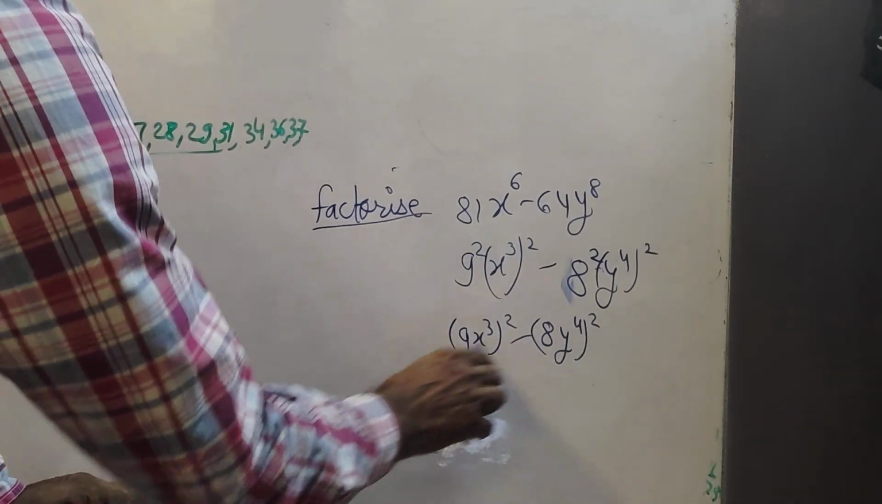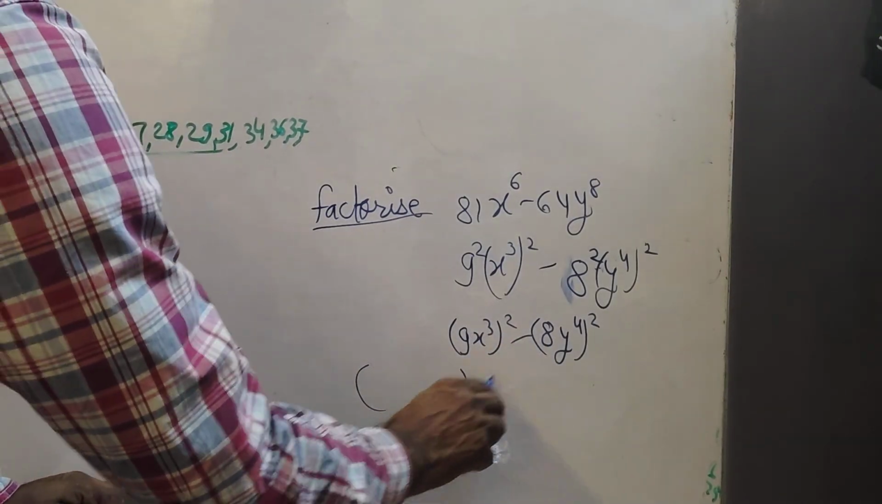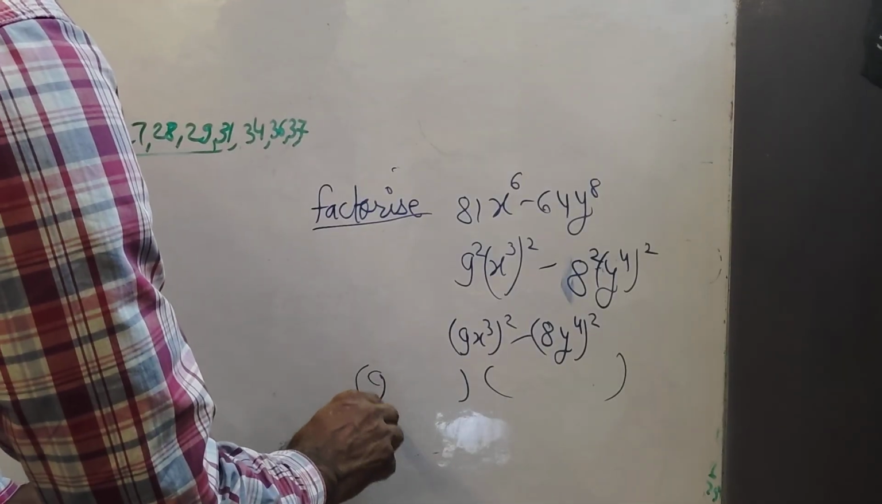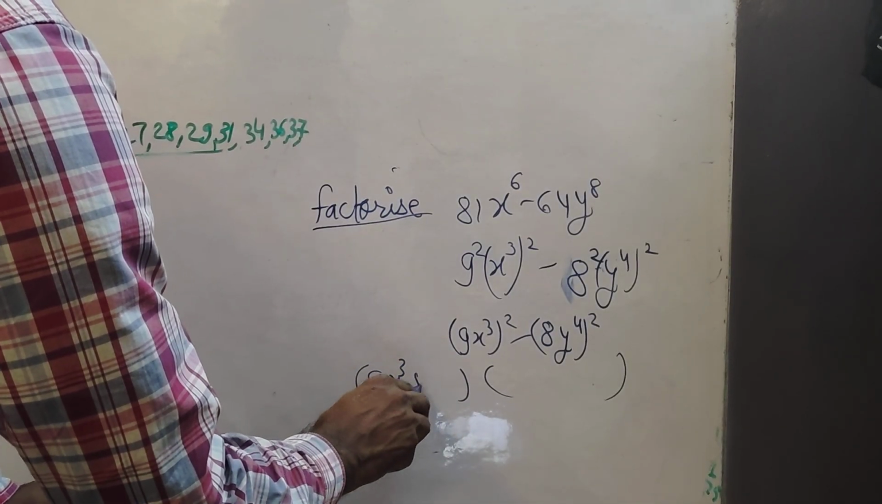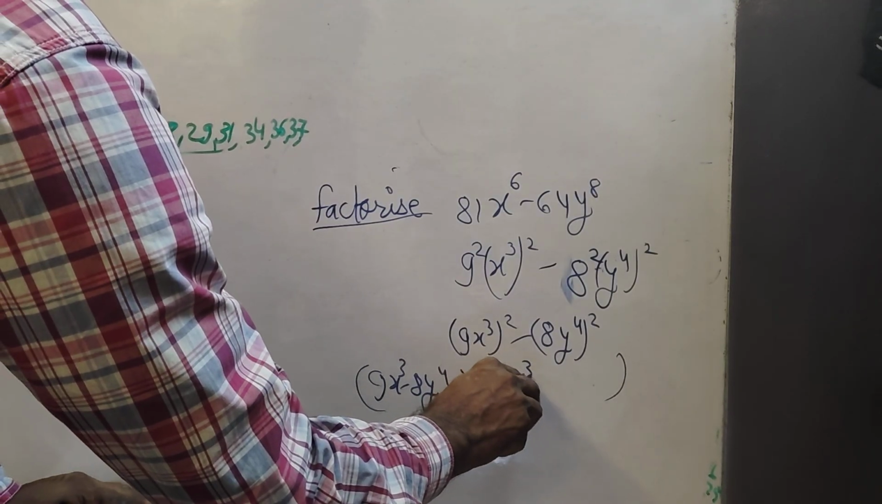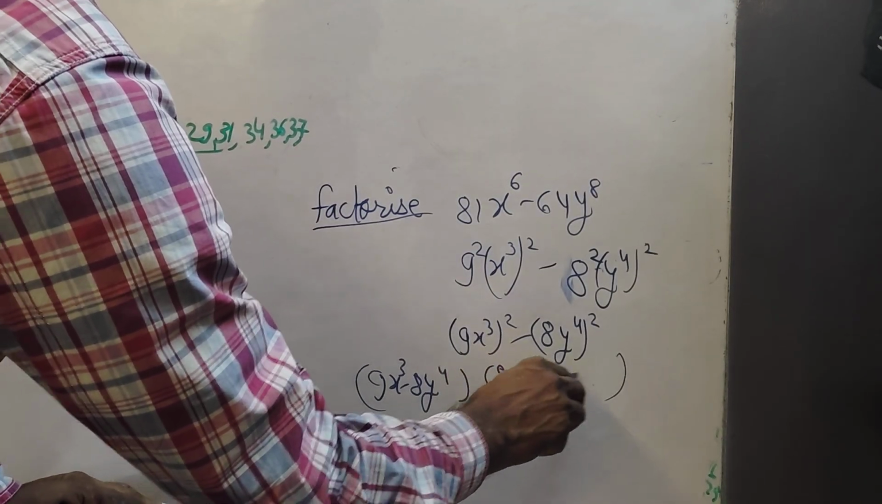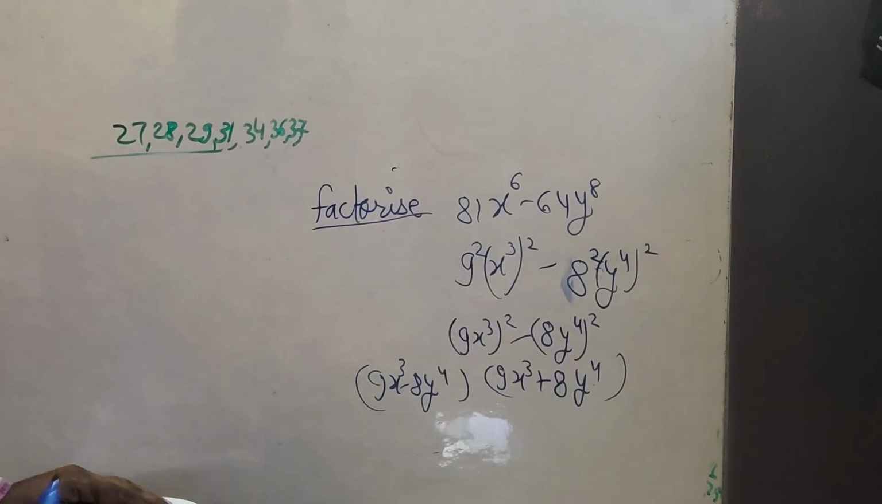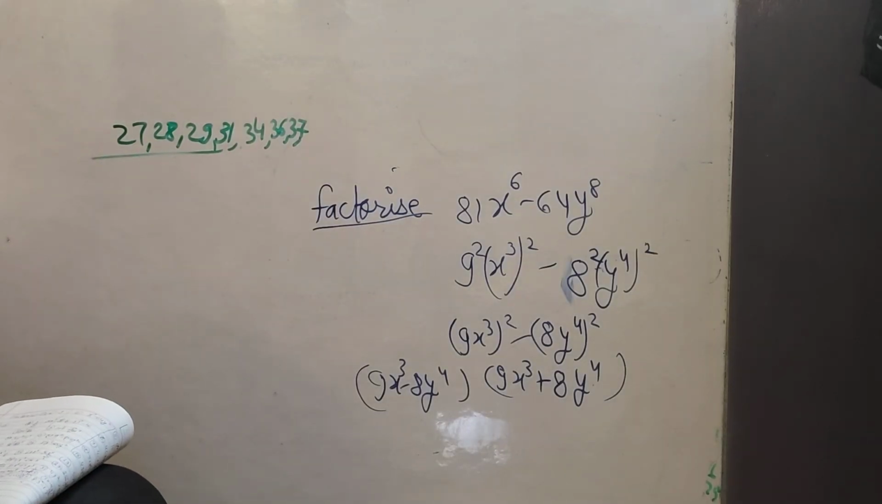Now the identity a squared minus b squared is (a minus b)(a plus b). So (9x cubed minus 8y raised to the power 4)(9x cubed plus 8y raised to the power 4). So this is the final answer.